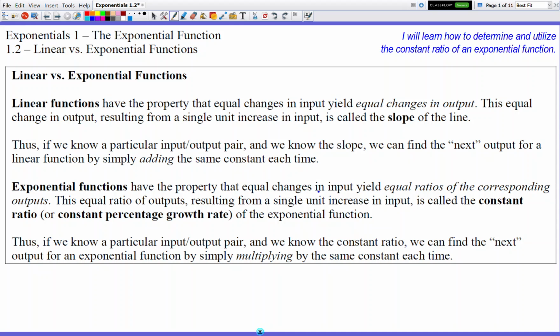Hello and welcome to Exponentials 1.2, linear versus exponential functions. Okay, so this starts the first real lesson that you guys have never seen before.